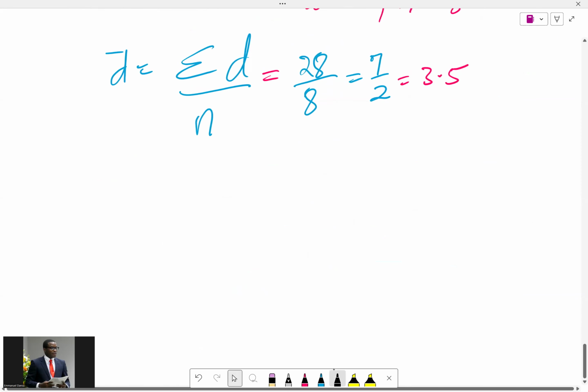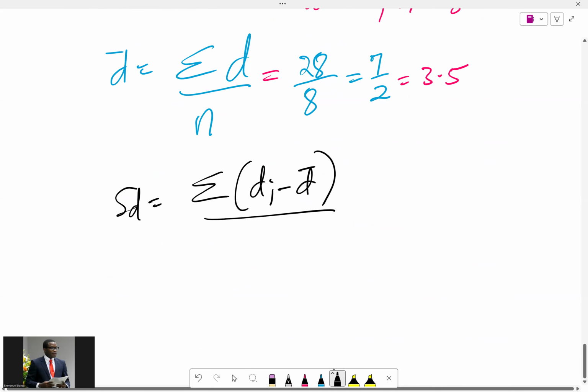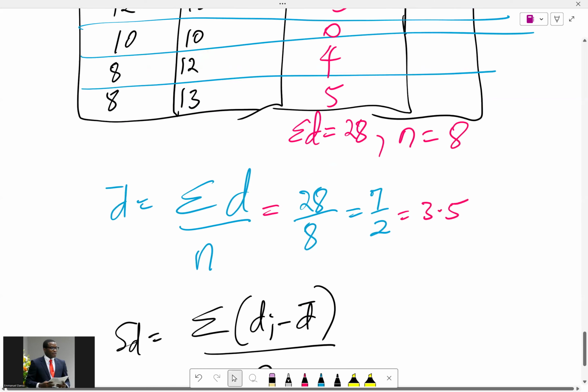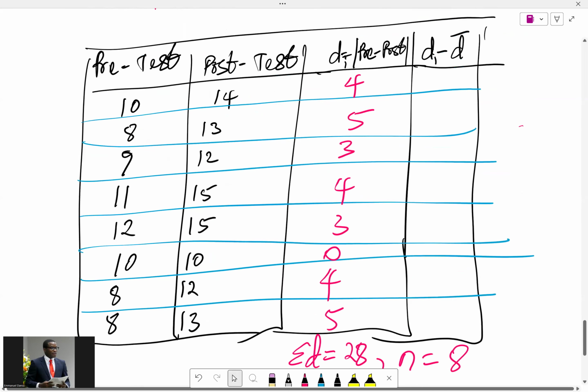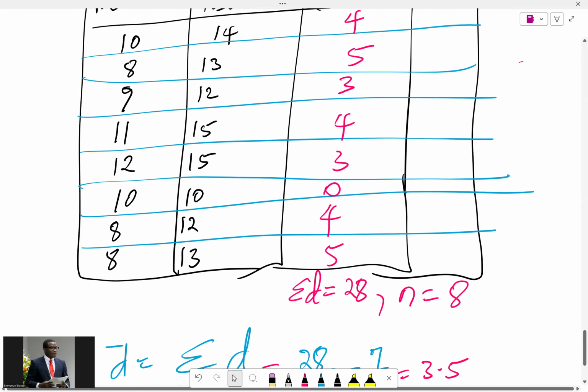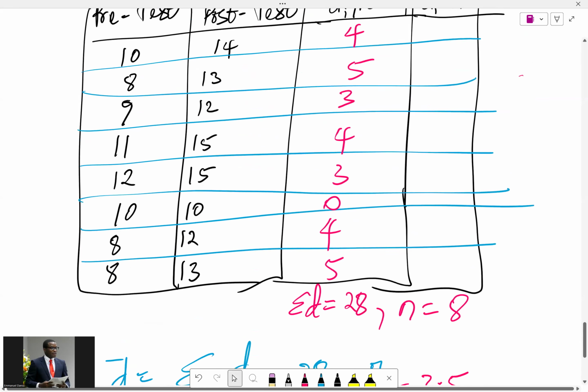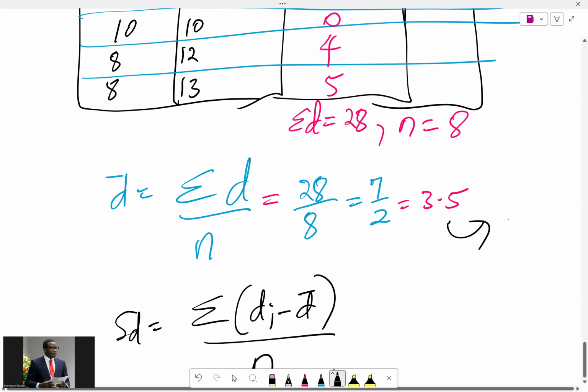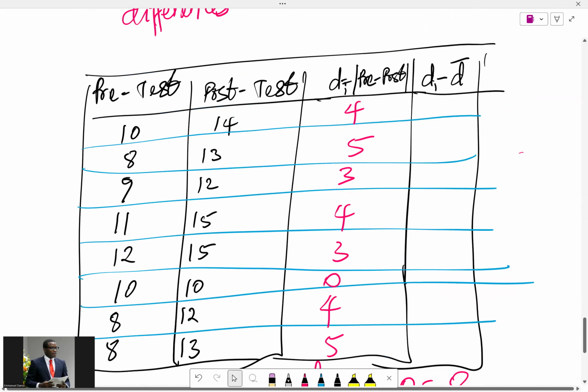Now, we also need the standard deviation, SD. SD is simply the square root of the summation of Di minus D bar squared, divided by N in short. Is it divided by N or N minus 1? I think it's divided by N. But if it's N minus 1, please adjust. But right now, I think it's N minus 1. So we have Di minus D bar. D bar is 3.5.